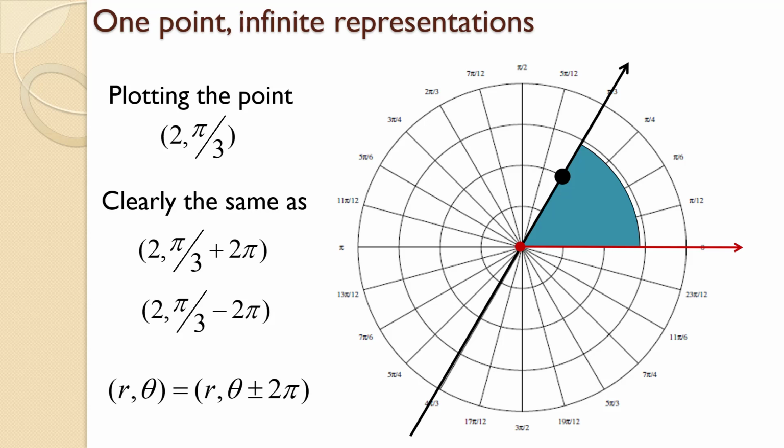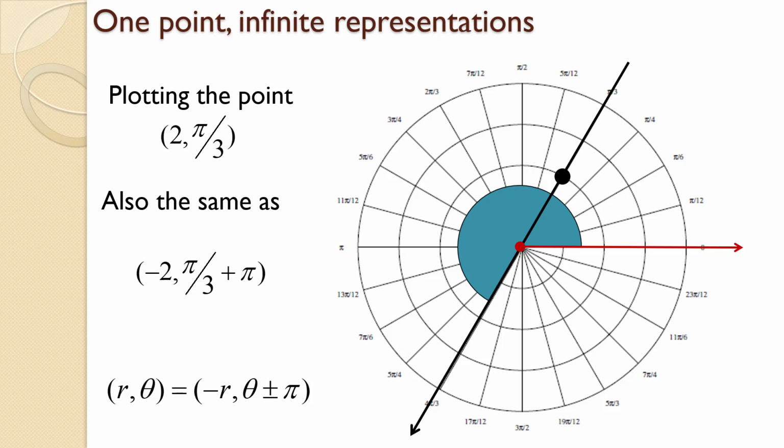So notice that this point has at least 3 different representations. In fact, it has an infinite number, because you can add 2π or subtract 2π as many times as you want from the angle, as long as you don't change the radius, and you'd get a new representation of the exact same point. We represent that as I have here, that the point (r, θ) in polar coordinates is the same point as (r, θ plus or minus any multiple of 2π you like).